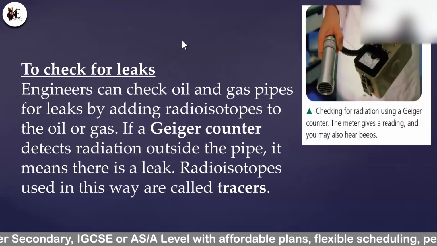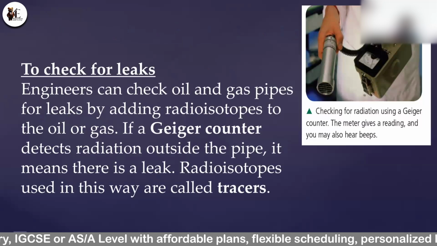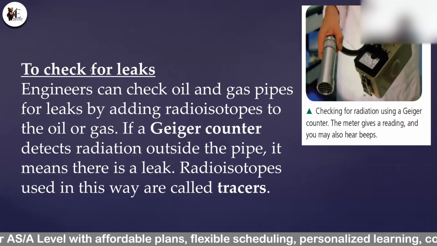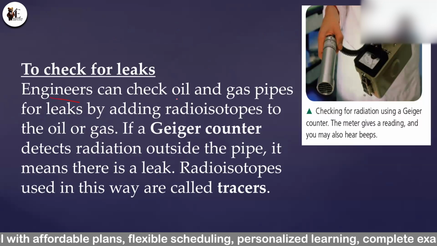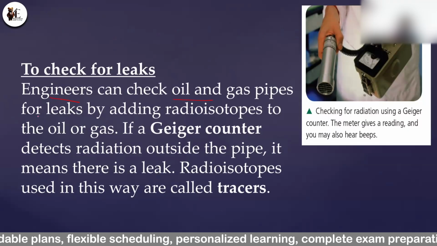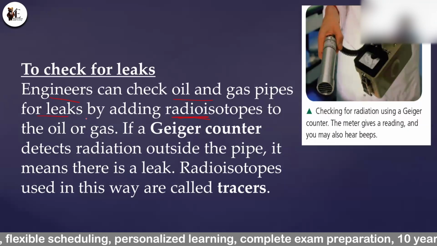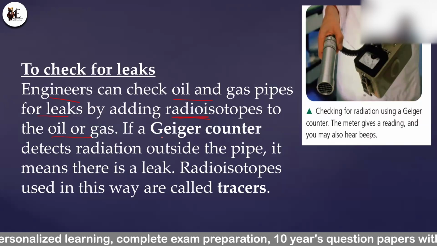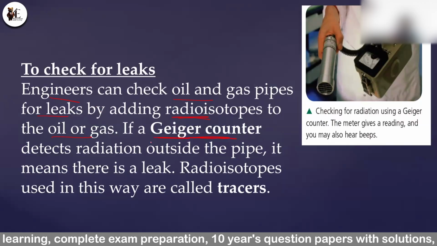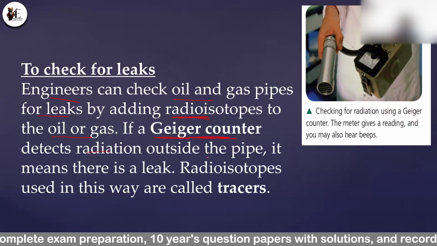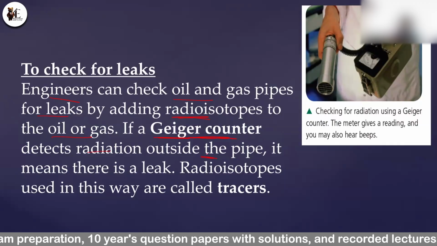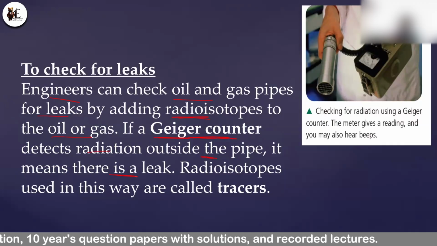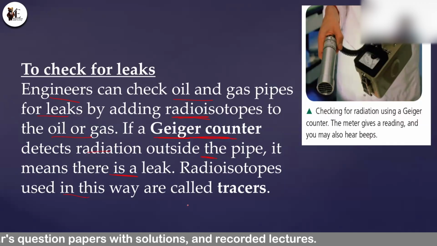So first is to check for leaks. Write down the heading: uses of radioisotopes. Engineers can check oil and gas pipes for leaks by adding radioisotopes to the oil or gas. If there is any leakage, there is an instrument called a Geiger counter. It detects the radiation outside the pipe. If radiation is there, that means there is a leak. Radioisotopes used in this way are known as tracers.